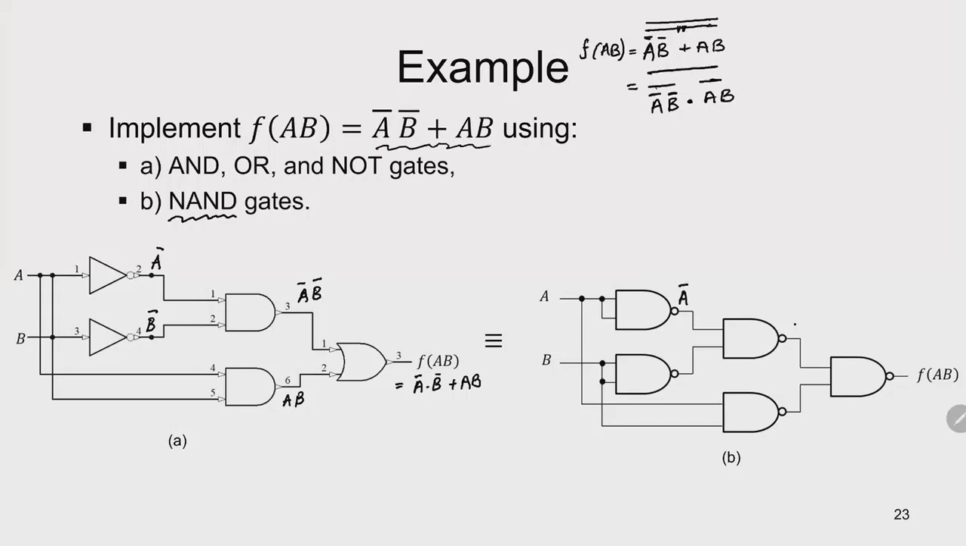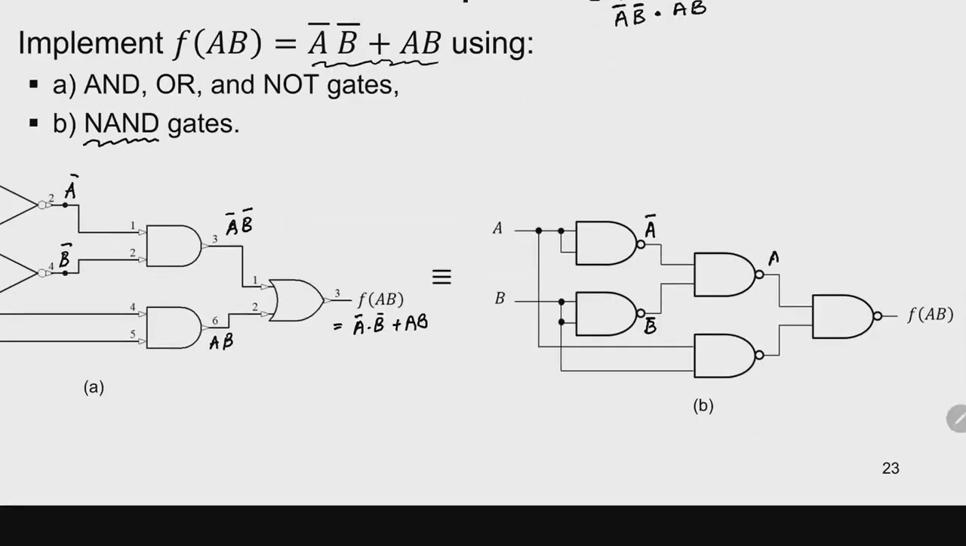This is A bar. This is B bar. And then I do a NAND operation. So this is A, B. This is a NAND operation. And then my A and B variable. So here's still A, and this is still B. And then here is the inverse of A and B. And then here is the NAND of these two inputs.